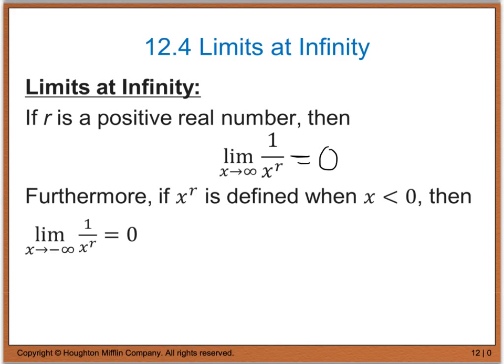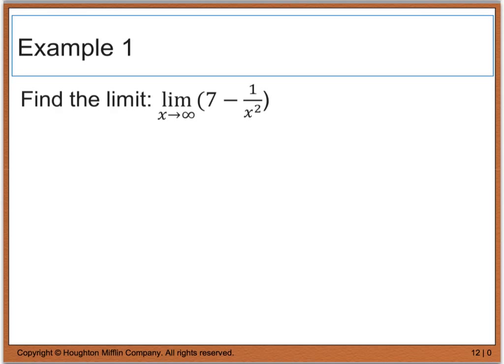So for example 1, we want to find the limit as x approaches infinity of 7 minus 1 divided by x squared. We can actually use the properties of limits that we learned back in section 12.1. With those properties, we can go ahead and separate this limit out by taking the limit as x approaches infinity of 7 and subtracting the limit as x approaches infinity of 1 divided by x squared.